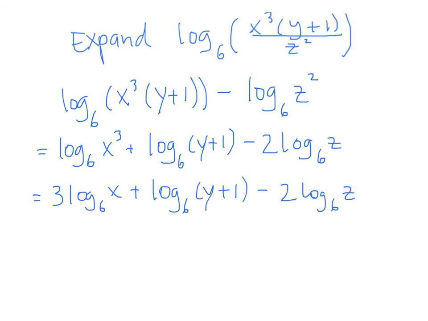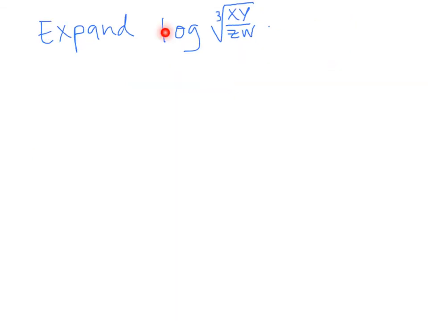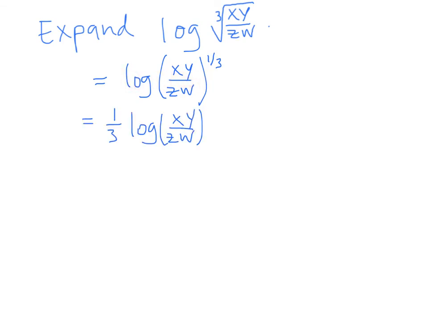Okay, I'm going to give you one more to try. So expand log of the cube root of x times y over z times w. Press pause while you try this on your own. Okay, so for starters, this xy over zw is being raised to a power. Since you're taking the cube root, it's equivalent to raising it to the power of 1/3. So we rewrite it as this to the power of 1/3, and we can take the power and write it as 1/3 times the log. So we have 1/3 times log of xy over zw.